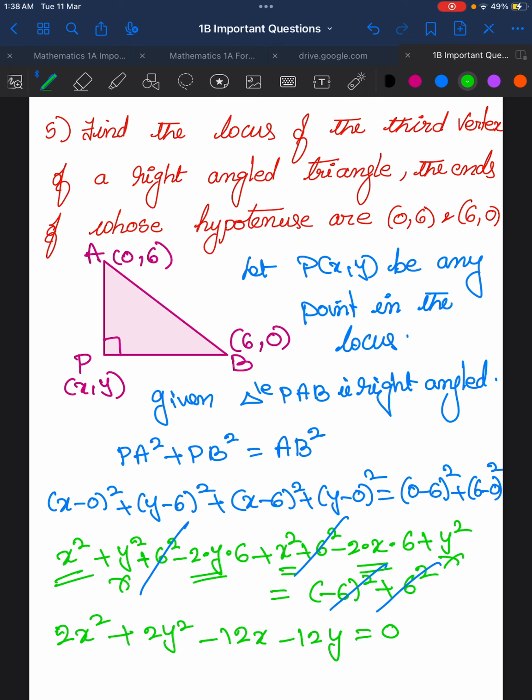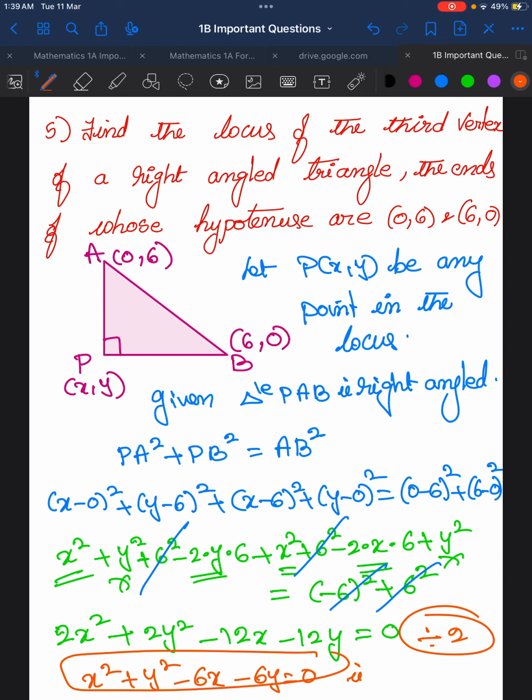So if I divide, I can take 2 common here. So dividing by 2, what I'll get? x square plus y square minus 6x minus 6y is equal to 0 is the required equation of locus. In similar manner, we can solve all problems of locus.